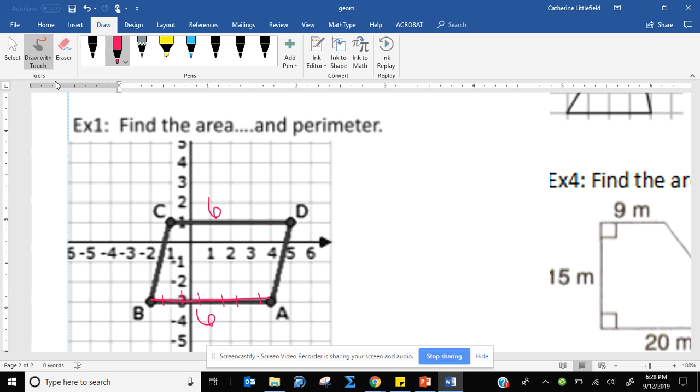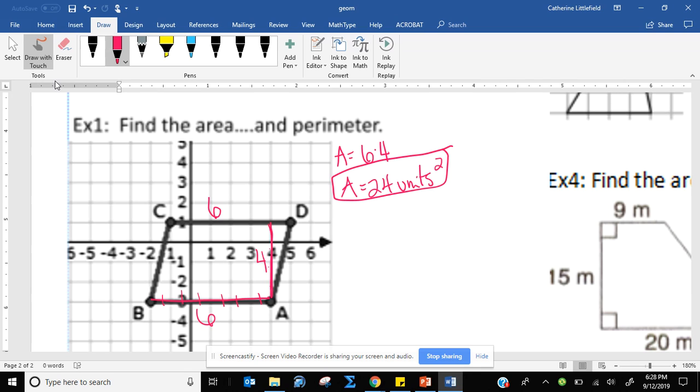And we want to find that perpendicular height. So this height right here, which is 1, 2, 3, 4. 4. So when we find the area, we're just taking that 6 times 4, or that base times height. So area is 24, and they didn't give me a label, so it's just units squared.